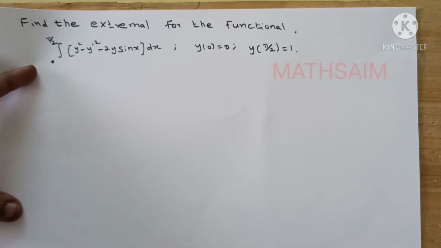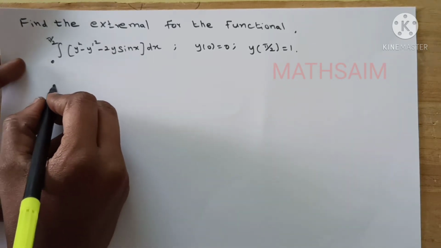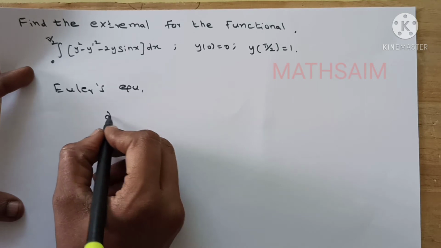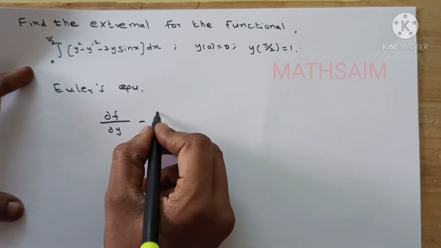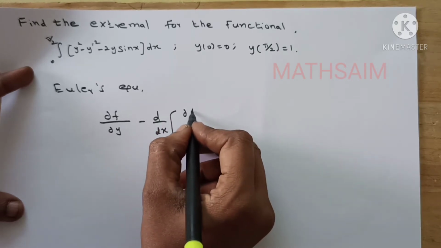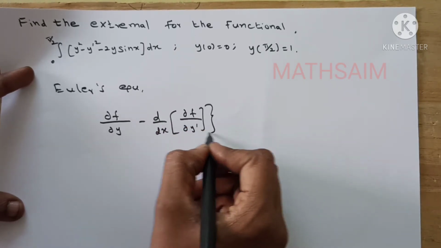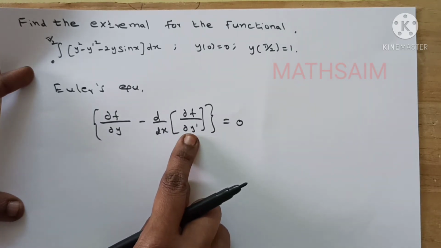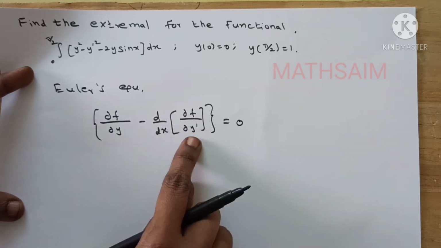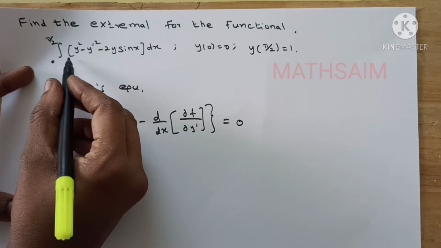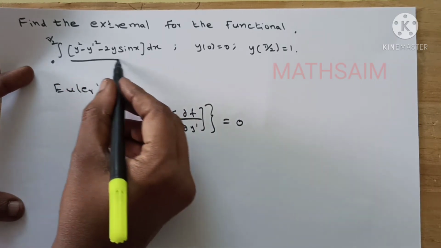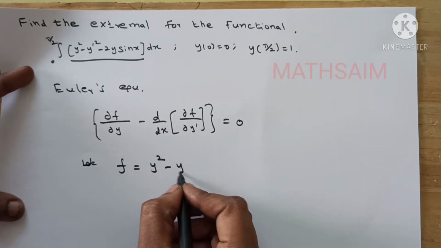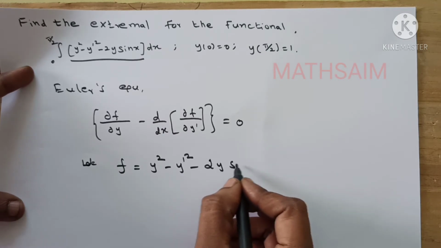First thing you should write the Euler's equation. What is the Euler's equation? Dou f by dou y minus d by dx of dou f by dou y dash is equal to 0. In this we have dou f by dou y and dou f by dou y dash, so first thing you have to find these two things from the given integral. The integrand you are seeing here is our function f. So let f is equal to y square minus y dash square minus 2y sin x.